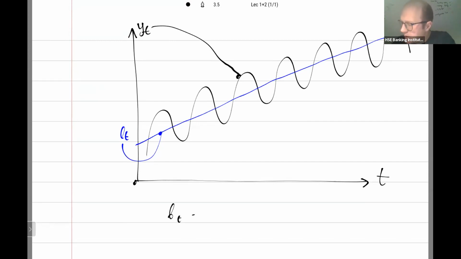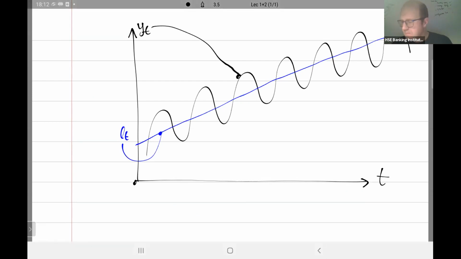BT is a growth. So no, I will move back, and I think I will include the picture in notes a little bit later. Okay, I think the picture is clear. Everything is fine with the picture. It's very simple. We are in a deterministic world.